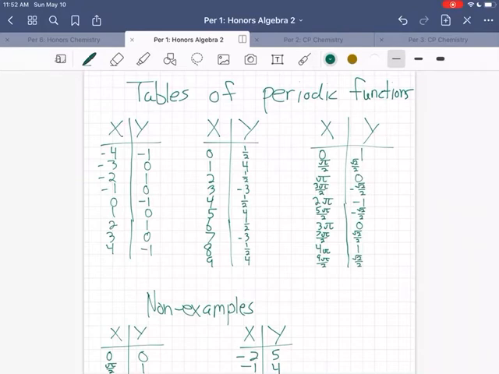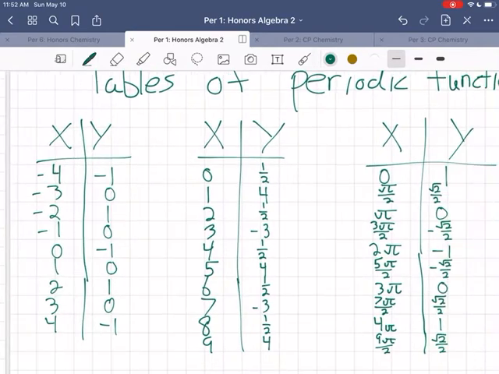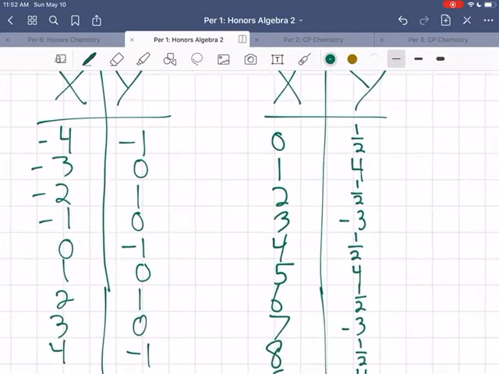Alright, so now let's look at tables of periodic functions and see how they work. By the end of this, you should be able to identify whether a function is periodic from its table or if it is not periodic. So looking at this first table here, we've got the values for x, -4 through 4, all with a step of 1 in between them.